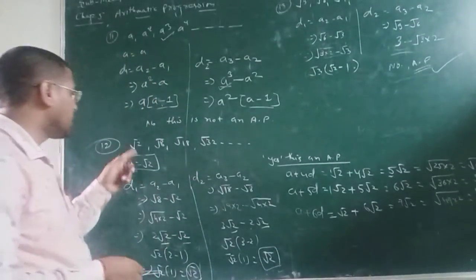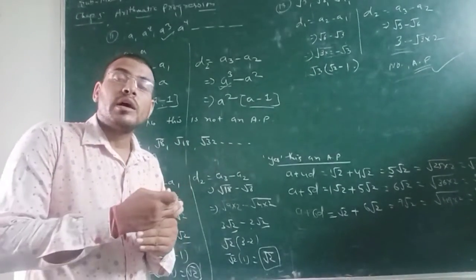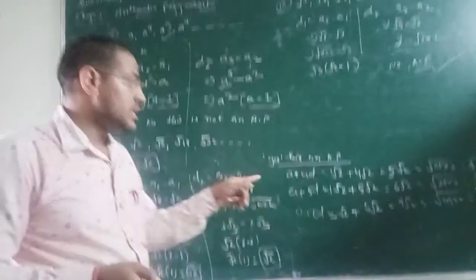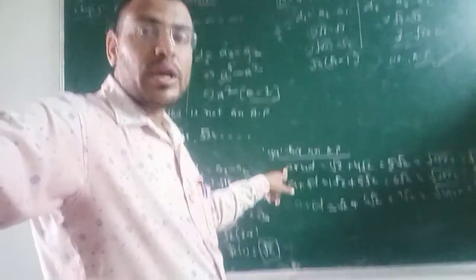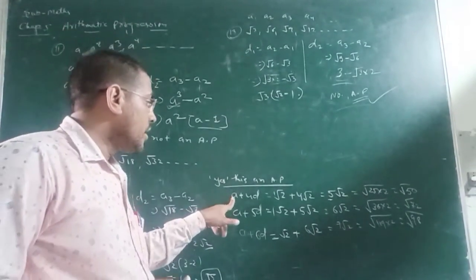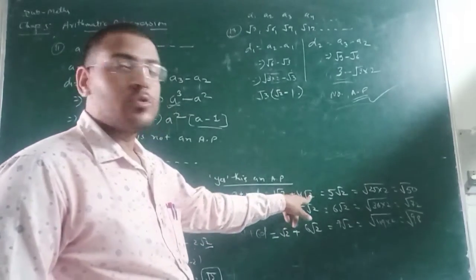So it is already given: a plus d, a plus 2d, then a plus 3d. Now it's time to calculate the next 3: a plus 4d, a plus 5d, a plus 6d. So here it is a plus 4d. How to calculate a plus 4d? You can see from there. A plus 4d is equal to a, that is root 2, plus 4d. d is root 2 also.